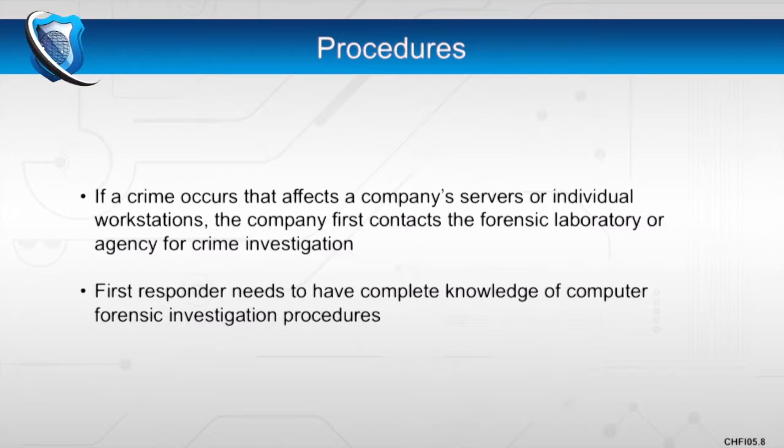So let's just talk generally here. If a crime occurs that affects the company's servers or individual workstation, the company first contacts the forensics laboratory or the agency of crime investigation. Get to that person that knows what's going on. And so what we're doing in first response is we're saying we're notifying you that we believe we have an event. And then the first responder has to have the knowledge of the computer forensics investigation procedure. I need to know what they're going to do so that I don't mess up their part of this thing. And that's the first set of the procedures that we deal with.